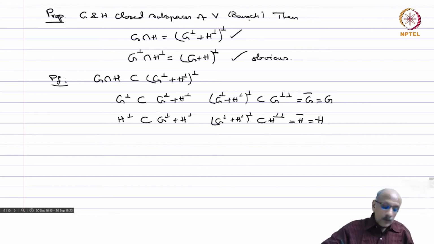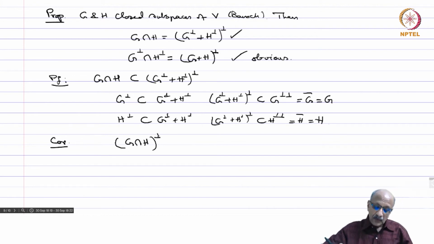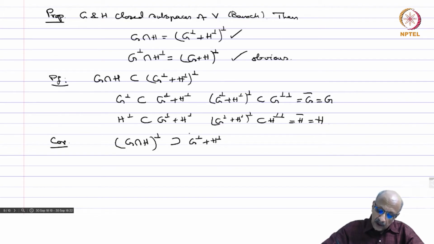Okay, now you combine these two with the preceding observations, and we get the following corollary. G intersection H perp. So if I take the perp of this, it contains (G perp plus H perp) double perp. So this contains (G perp plus H perp) double perp, but this is a subspace of V star, so it contains G perp plus H perp closure.